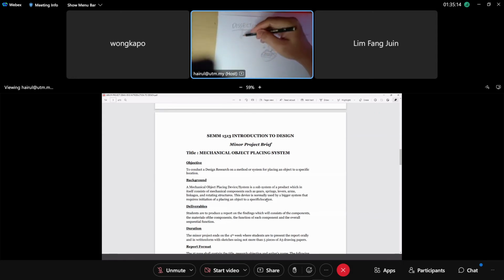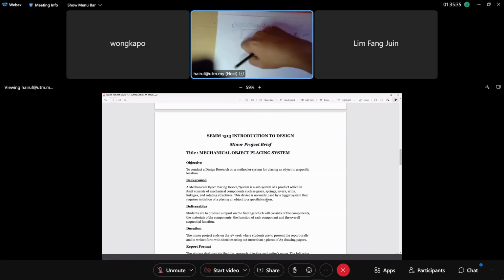Okay, what you said earlier, robot arm. Robot arm is one of them, but it is too general. Robot arm, yes. What else? Your dissection, mechanical object placing system. What else? Any device that places an object from one point to another point. You place an object at one point and place it at a different point. Need not just picking, guys. Placing does not mean picking.